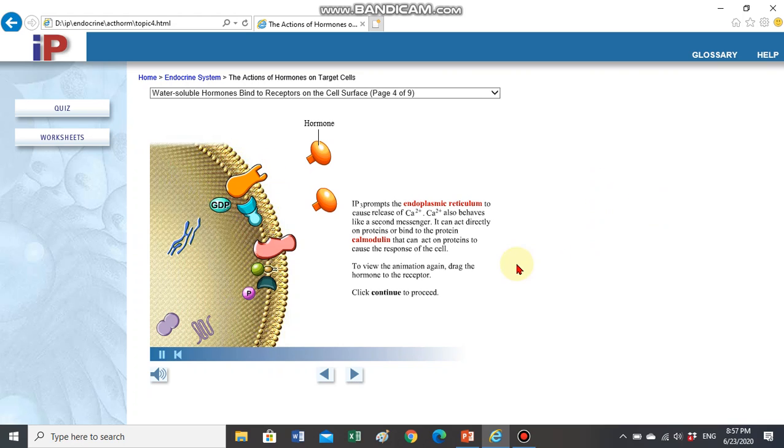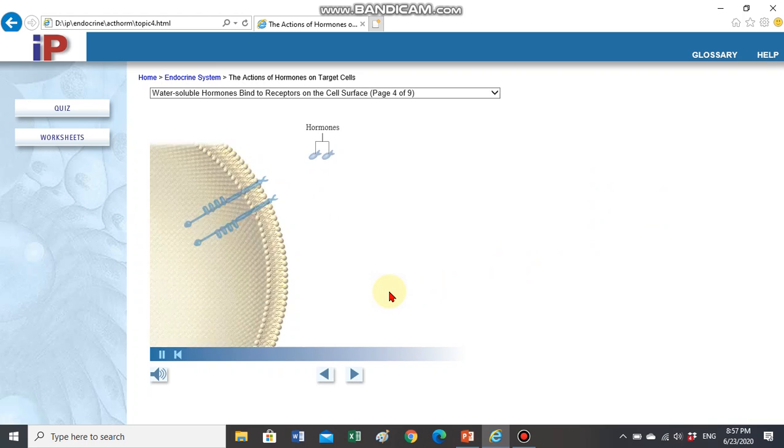Click Continue to proceed. Drag each hormone to a binding site on the receptor to observe its activity.